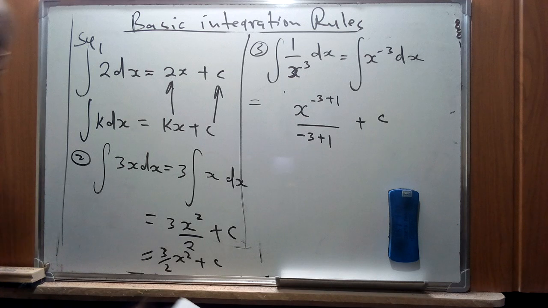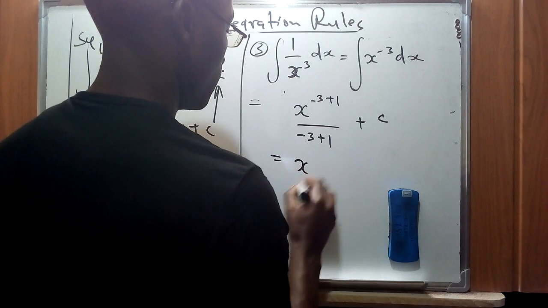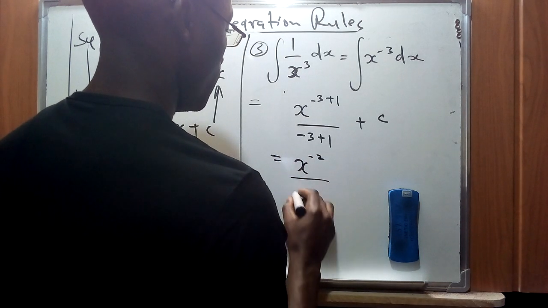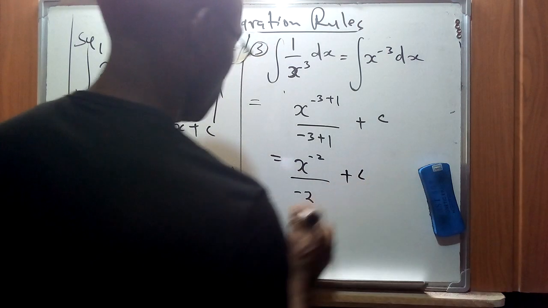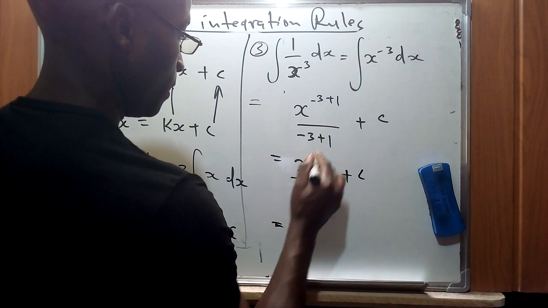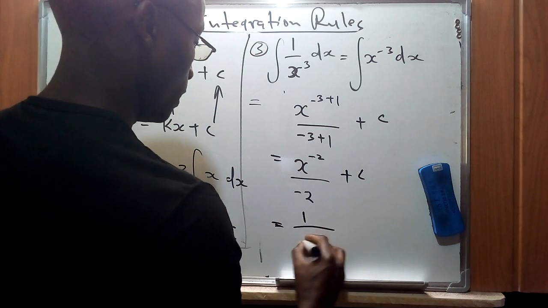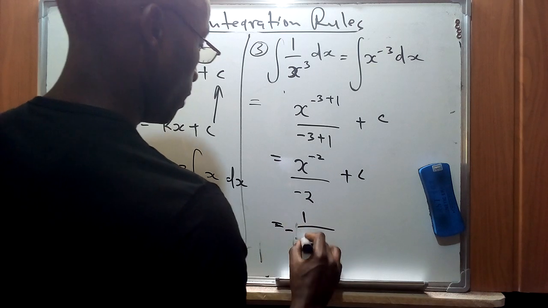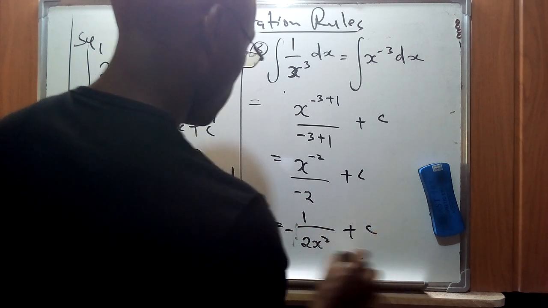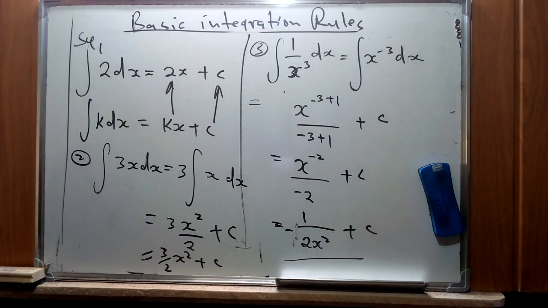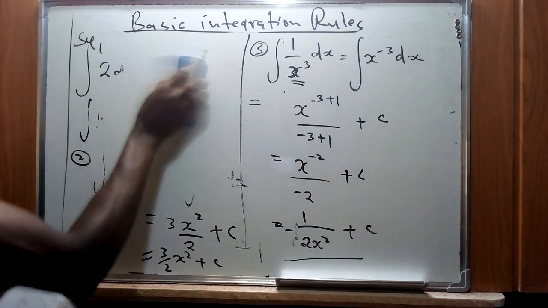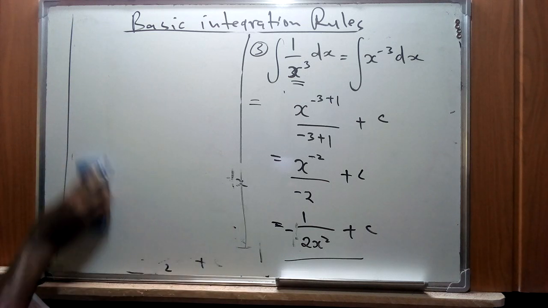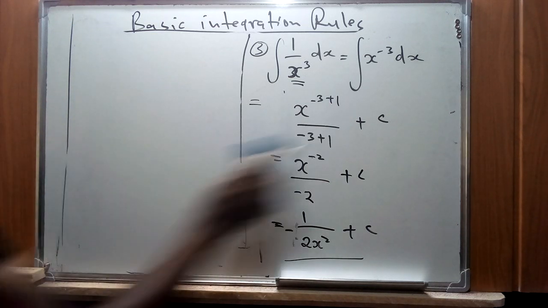So in that case, this is going to give us x to the negative 2 all over negative 2 plus c. This one can be written as negative 1 over 2x squared plus c. So a rearrangement of these specific orders comes from the concept of negative exponents that we have already discussed in our laws of indices, or powers and indices.